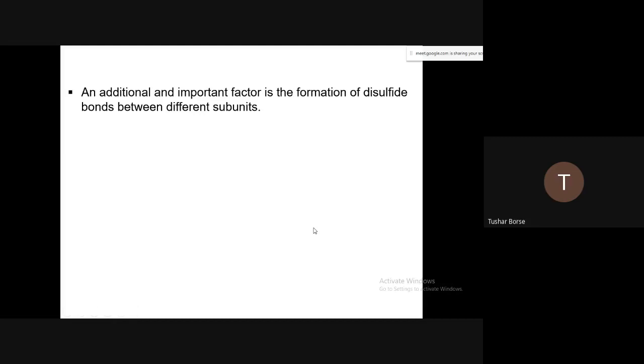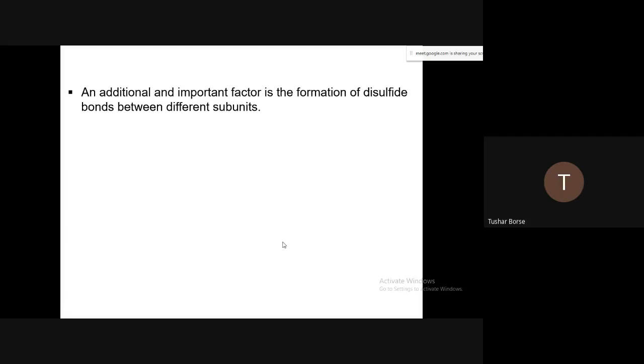Okay. So I think you got the point of what I am trying to explain here about the favorable and the unfavorable interactions. Now, in addition to these non-covalent interactions, in some of the proteins we may have some additional factor which is responsible for forming the quaternary structure of the proteins. And here again the same example will come, that is the disulfide bonds which are formed between the different subunits.